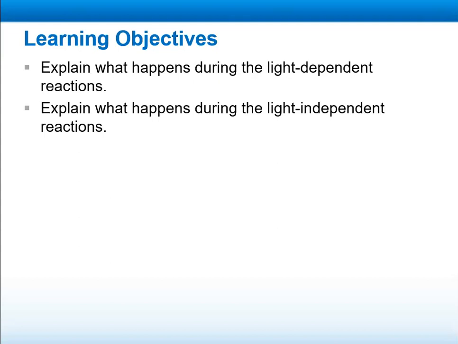independent reactions take place. In the light independent reactions, we've already learned that the energy from the light dependent reactions is used to form high energy molecules of sugar, and oxygen is also formed as a waste product and released back into the atmosphere.